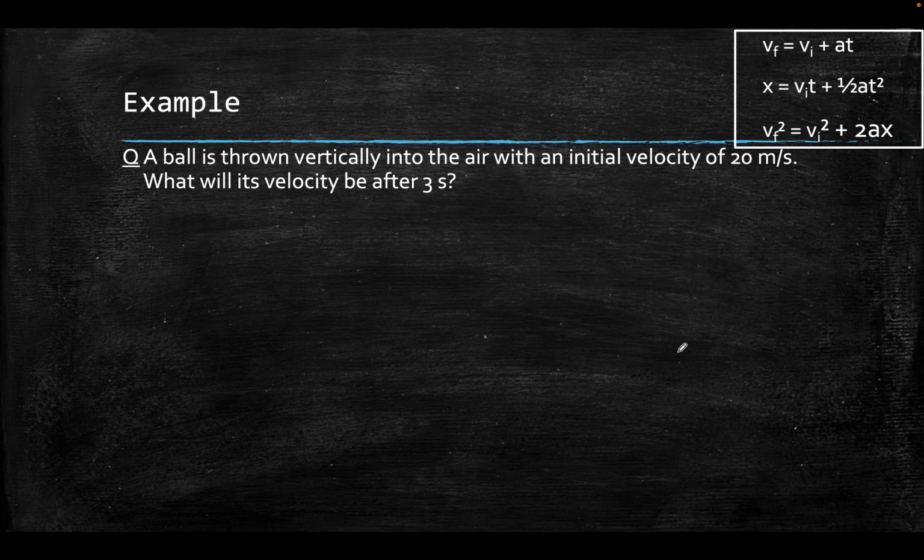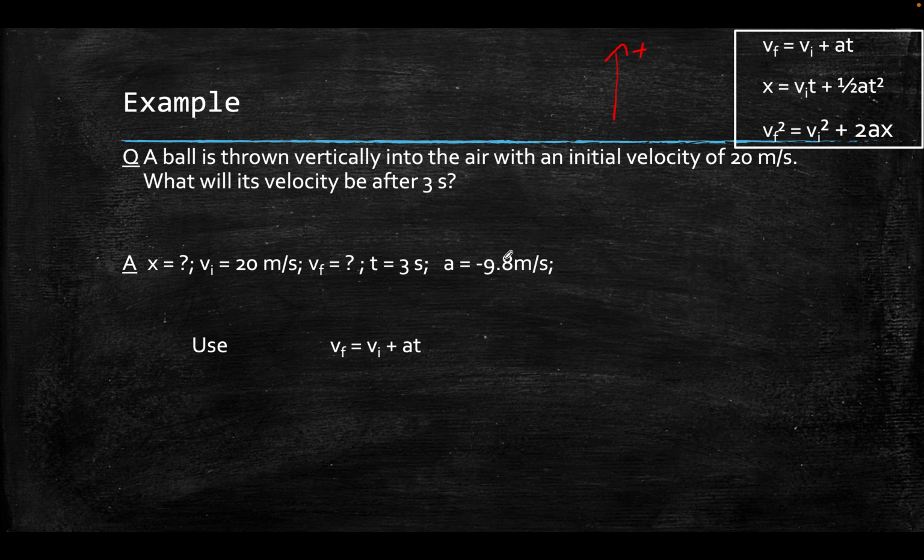Here's another example. A ball is thrown vertically into the air, initial velocity of 20. What will the velocity be after 3 seconds? So thinking about our ideas here, we don't know the final height. I do know the starting speed though, it was 20, thrown upwards, so I will say positive 20, upwards is positive. Final speed, I do not know. Time is 3 seconds, and the acceleration is minus 9.8. This time I'm going to use 9.8.